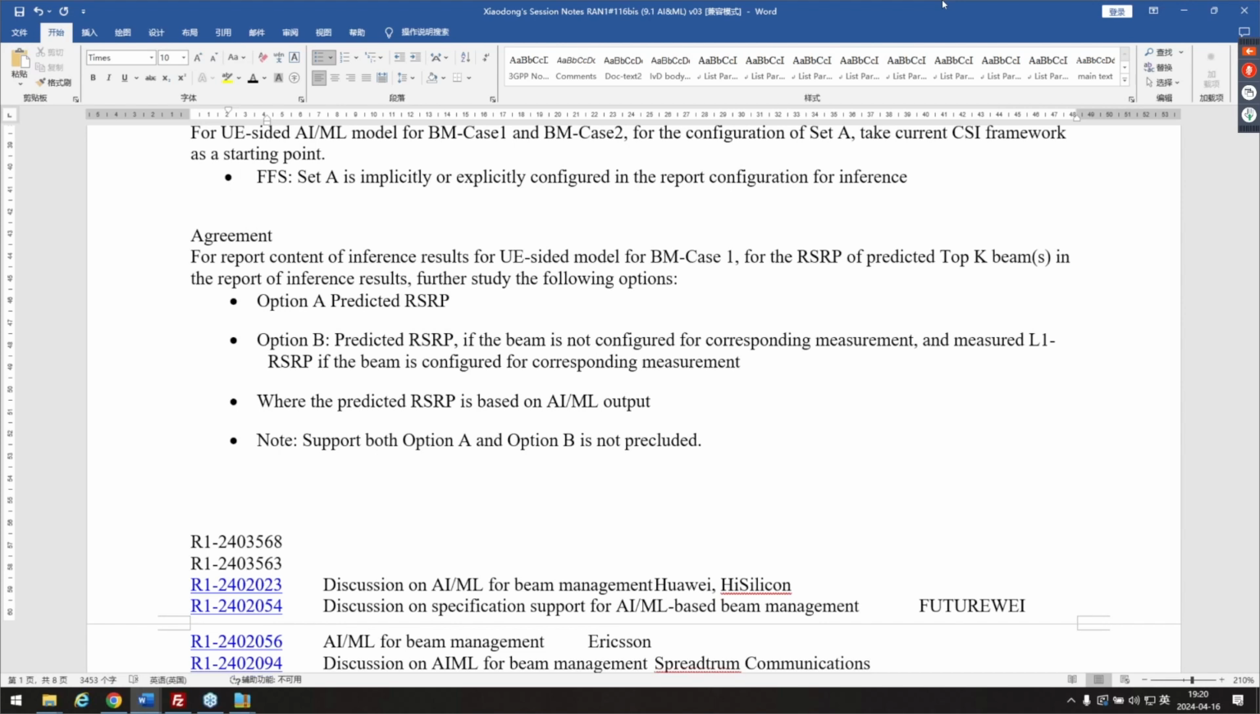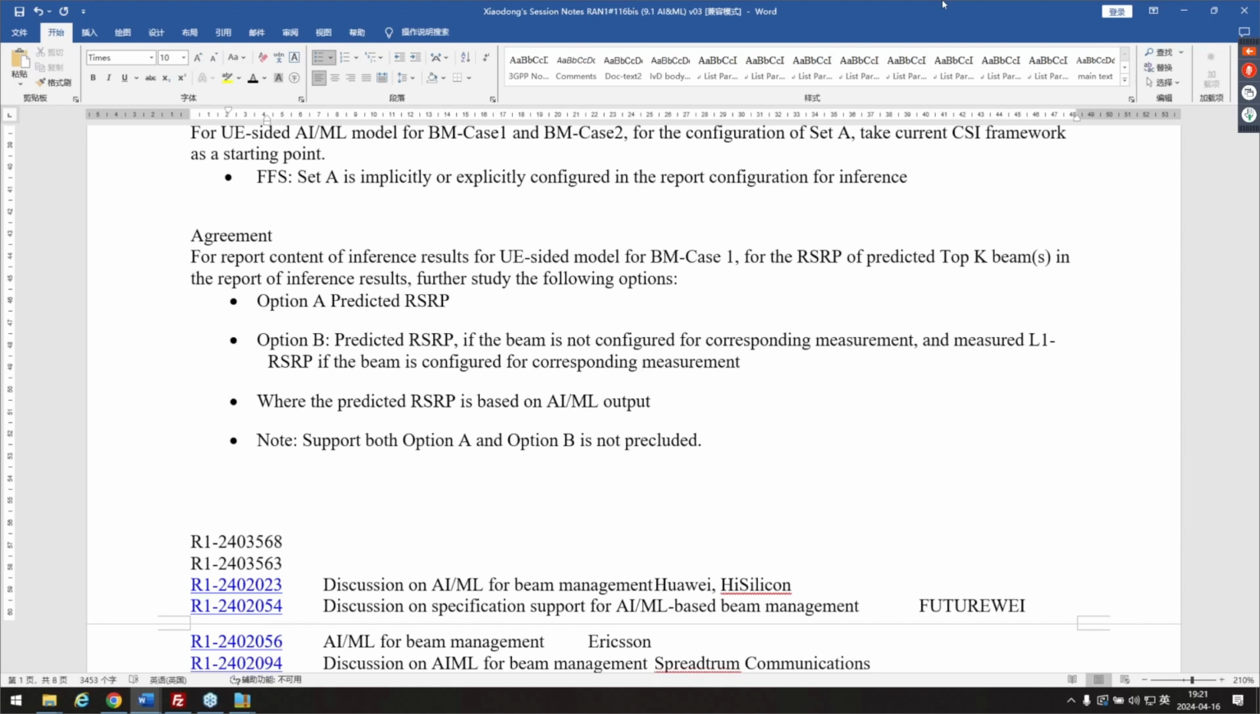The general question for option A and option B. The only difference between option A and option B is when the UE selects a beam and the selected beam corresponds to an already measured beam. In this case, my expectation is that the predicted RSRP and measured RSRP have no big differences. So I just wonder whether the network really needs to know whether this RSRP is a predicted one or a measured one. Why is this so critical?